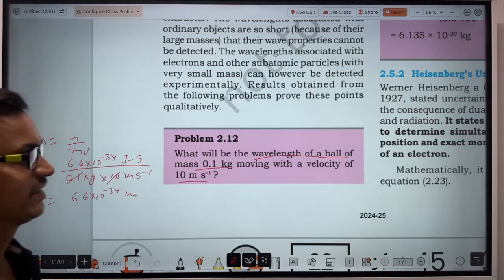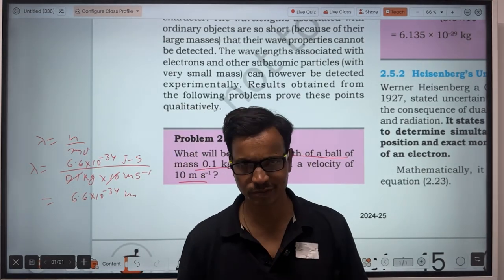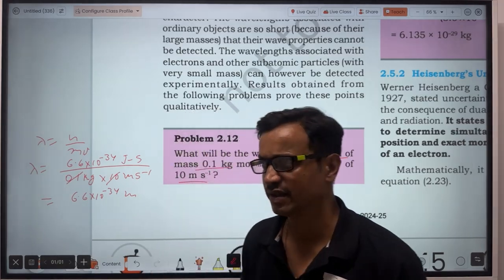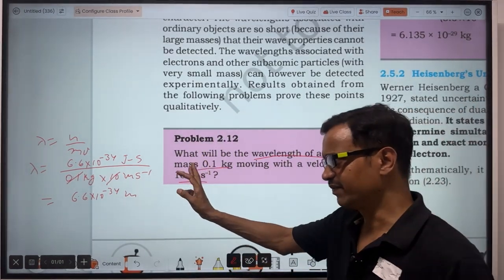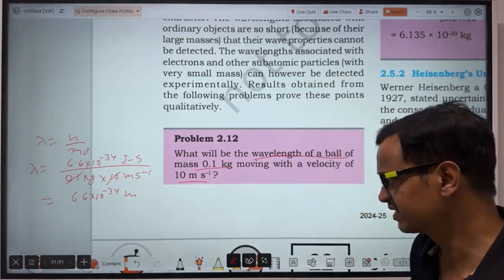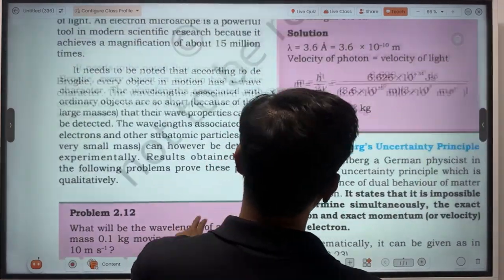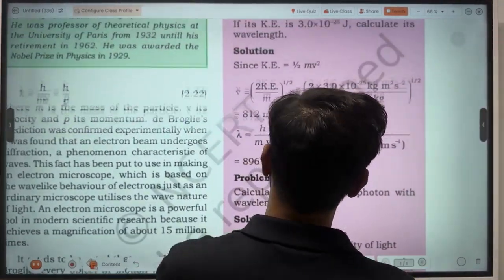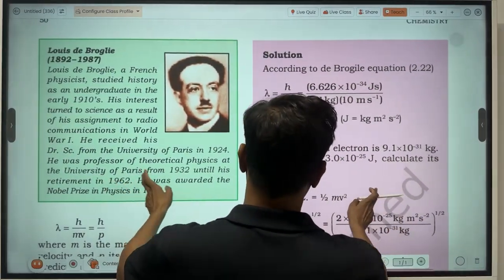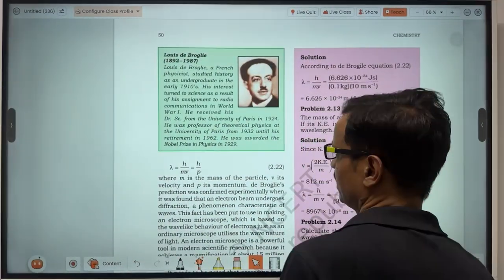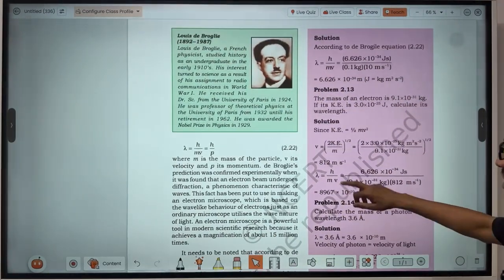Now watch out: a cricket ball with which you play does not have a very large mass, it is only 100 gram. Its wavelength is 6.6 into 10 to the minus 34 meter. So you can see how small the value of the wavelength associated with that cricket ball is. About the joule you already know, it is a unit of energy.